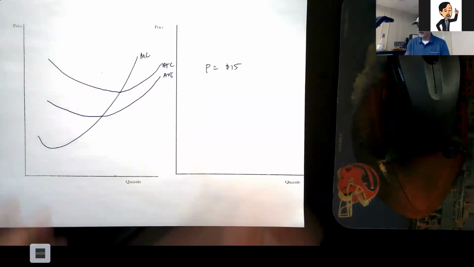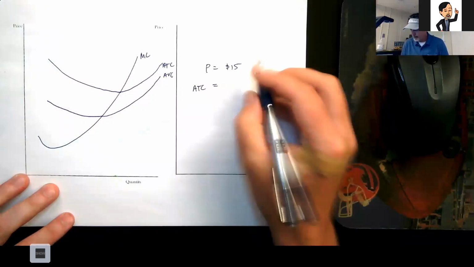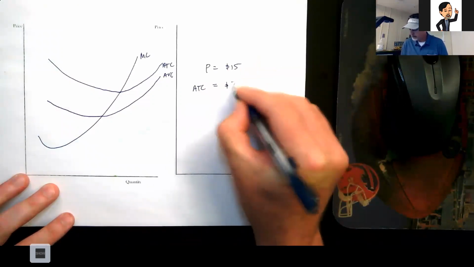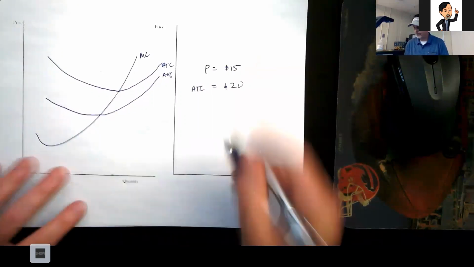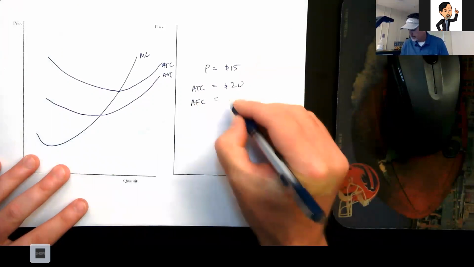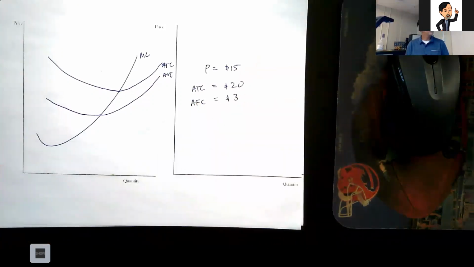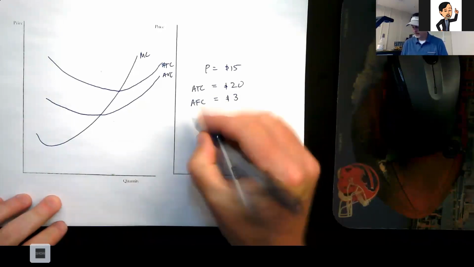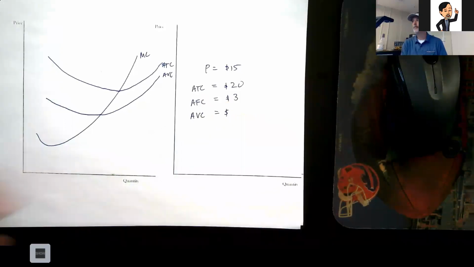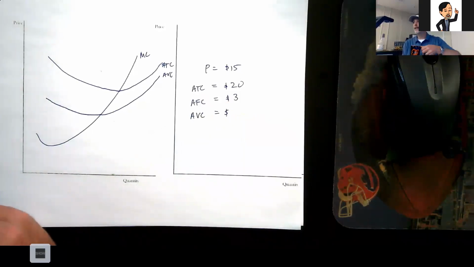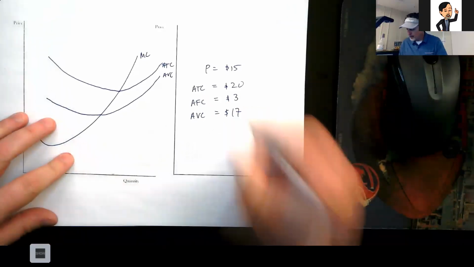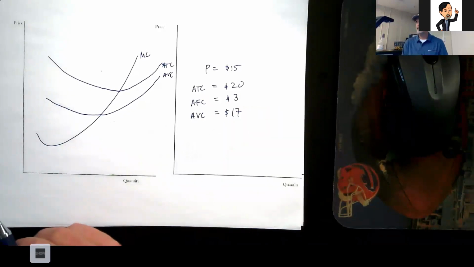Price equals $15. Average total cost equals $20. Average fixed cost equals $3. All right. So your job right now is to find average variable cost. Gillen, give me the answer. $17 is correct because 17 plus 3 is 20.